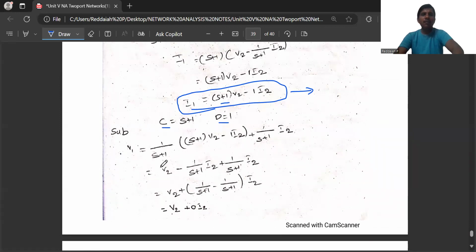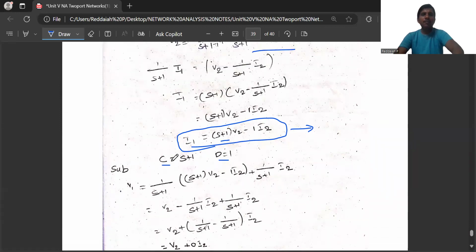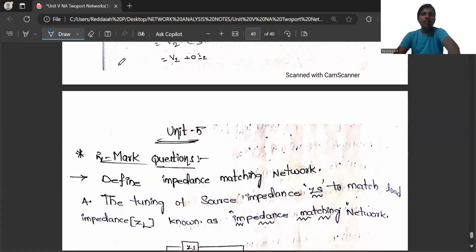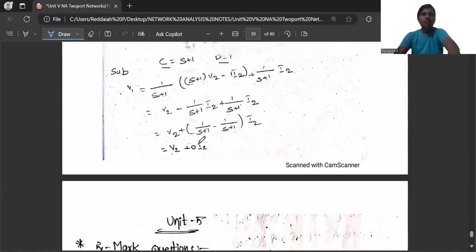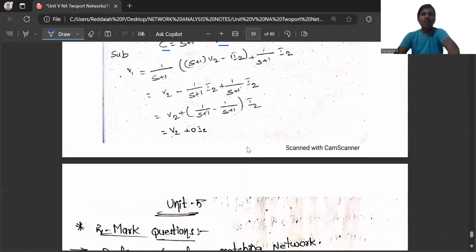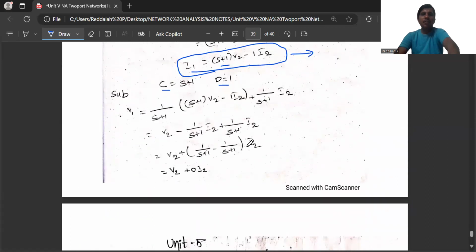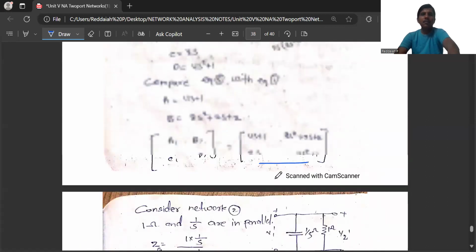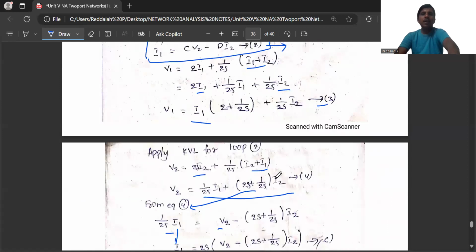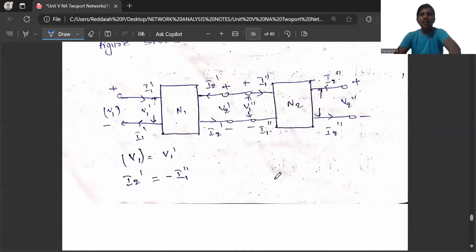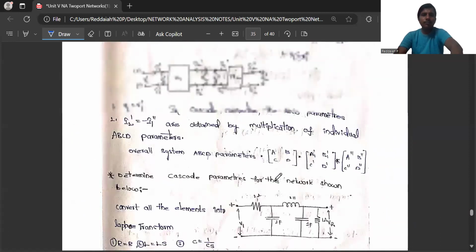Substitute V1 equal to 1 by S plus 1 in the other equation, then you will get V2 plus 0 I2. Compare this equation, then you will get A and B parameters. After that, we have to add both the parameters, then you will get the combined cascade parameters. Similarly, we'll see another problem now.